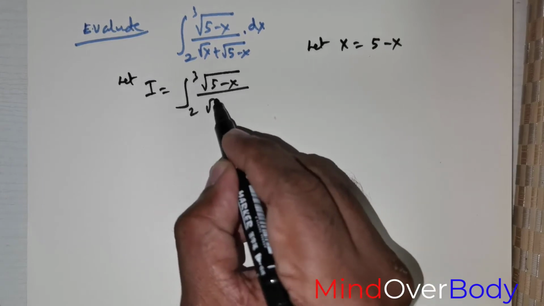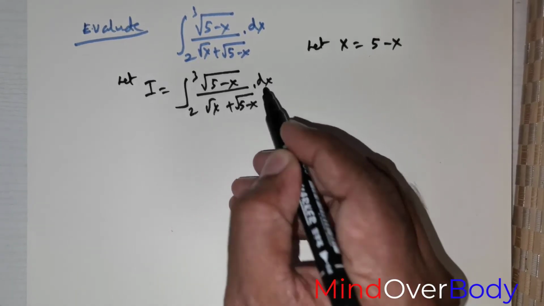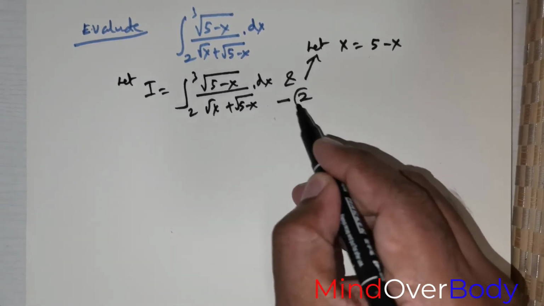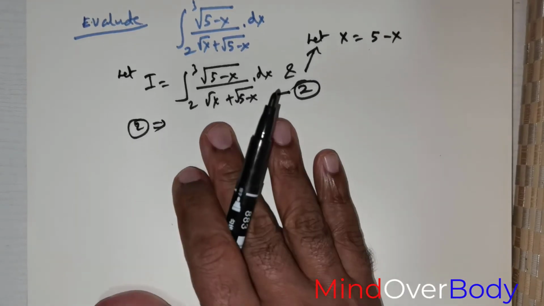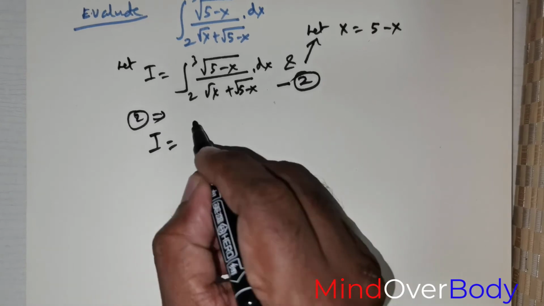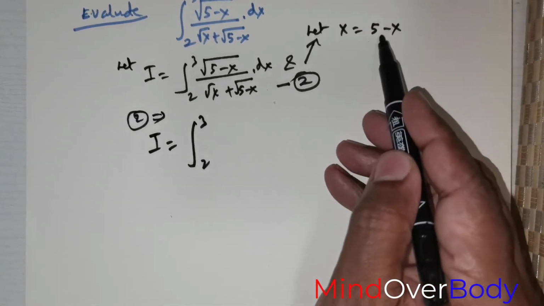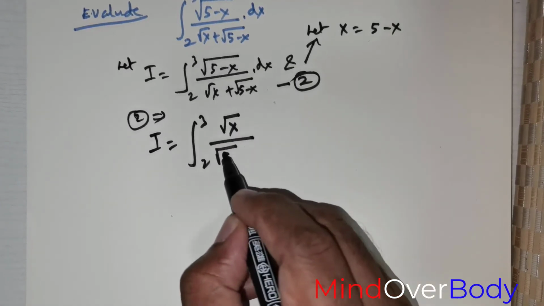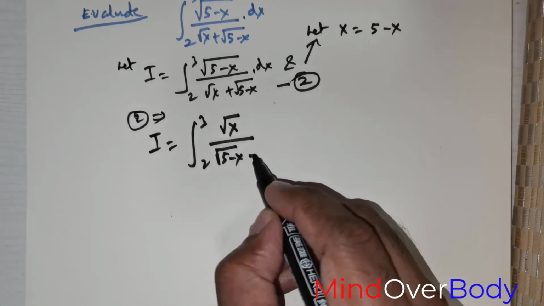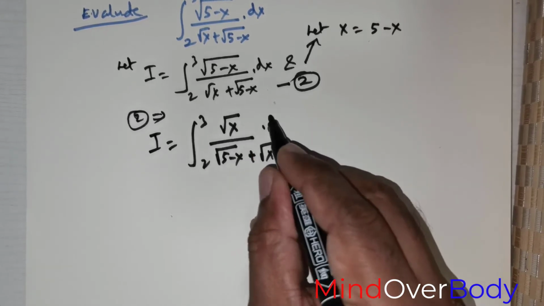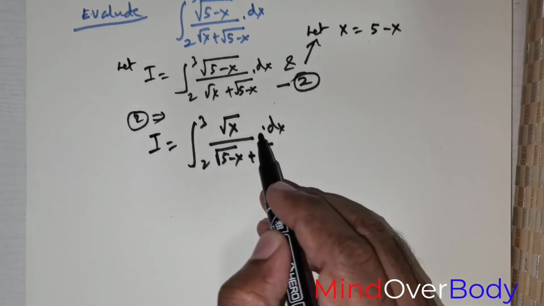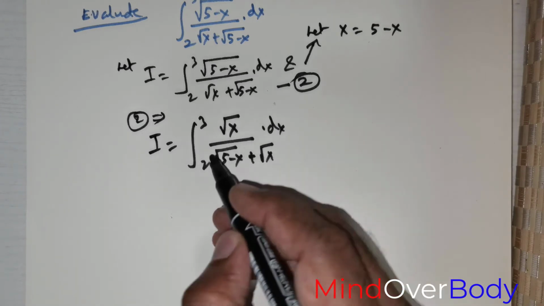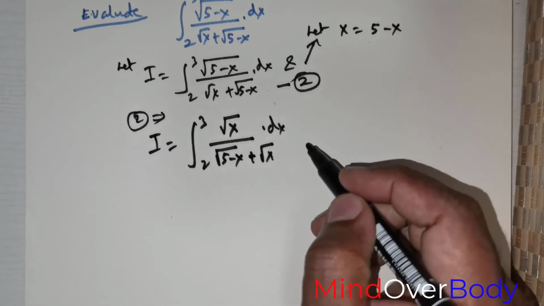root of (5 minus x) over root of x plus root of (5 minus x) times dx. Letting x be equal to 5 minus x, if I take this as 2, it will now be rewritten as the integral from 2 to 3. If I substitute x is equal to 5 minus x, this would become root of x, this would become root of (5 minus x), this would become root of x times dx. Of course the limit will change, but that change would be countered with the negative dx, right? So it would revert back to the form that I have just specified here.